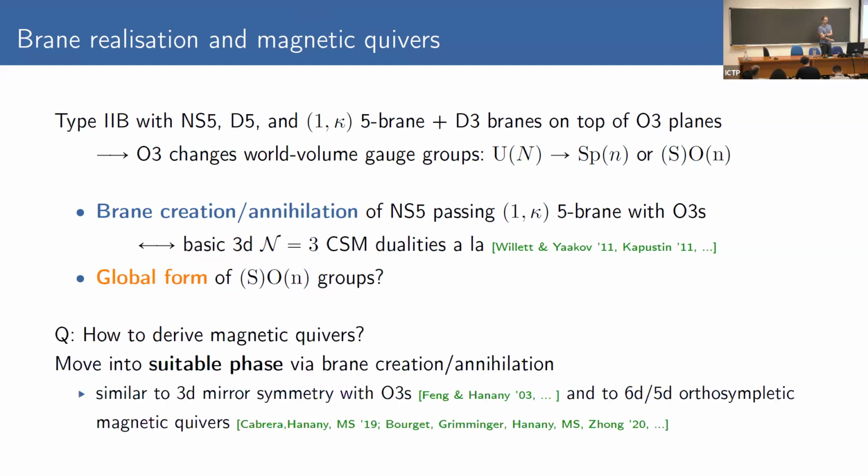And the strategy, however, to read off the magnetic quiver is very similar. It's basically you take your brane system, you use the brane creation and annihilation transformations to bring it into a suitable phase where you then want to read off a magnetic quiver. And that is very similar to what you do in standard mirror symmetry with O3s or the same magnetic quiver derivations for 6- and 5-dimensional orthosymplectic magnetic quivers. So it's, in principle, a very straightforward task how to do it.